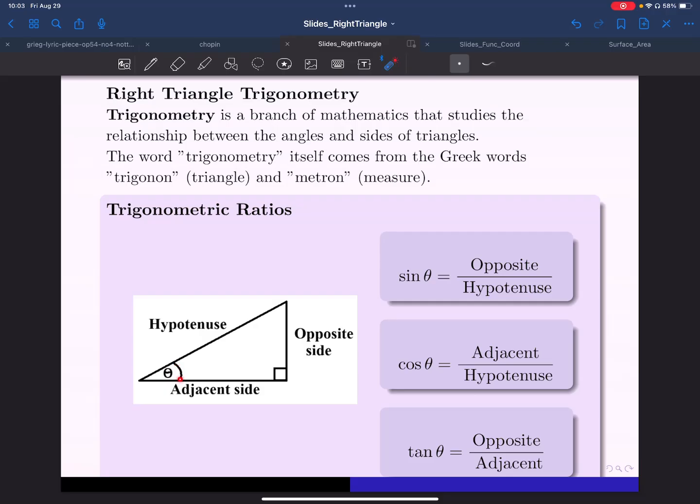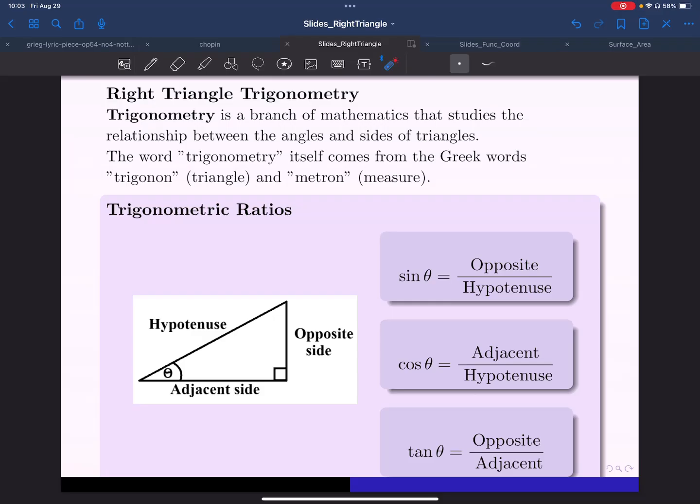Now, attached to the theta is my side. We're going to call it adjacent. It's adjacent to the theta. And the side always opposite the right angle is the hypotenuse, and we will keep it as hypotenuse.